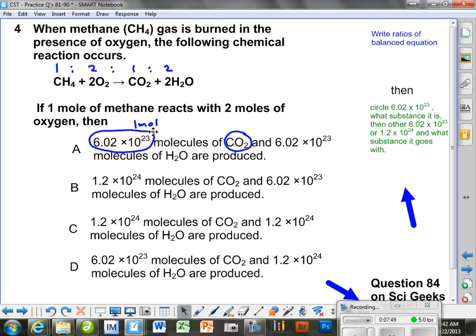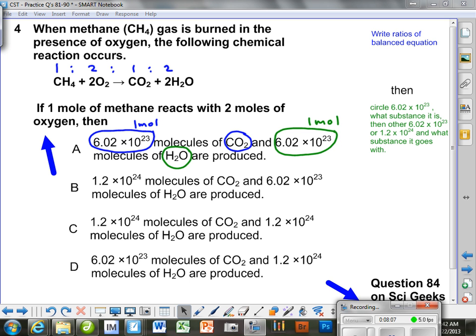Let's use a different color. Now, this guy is also 1 mole, and that guy is water. Now, let's look back at the ratios in the balanced equation. As we look at the meaning of this, that means we have a 1-to-1 ratio of carbon dioxide to water. Is that true? CO2 to water is not 1-to-1, so that rules out A automatically. Can't be A.